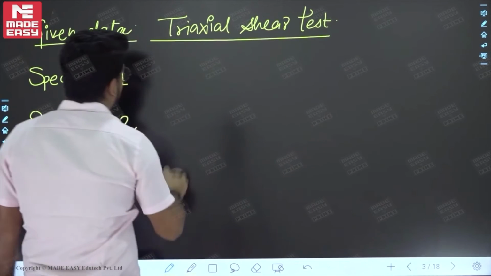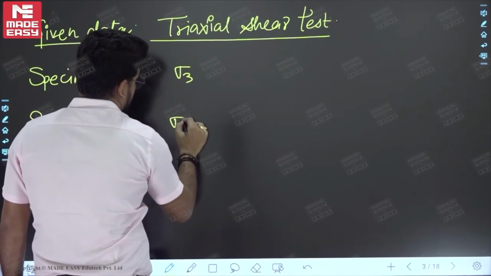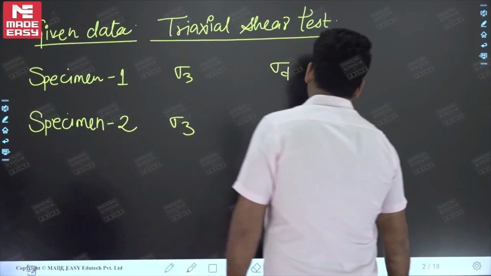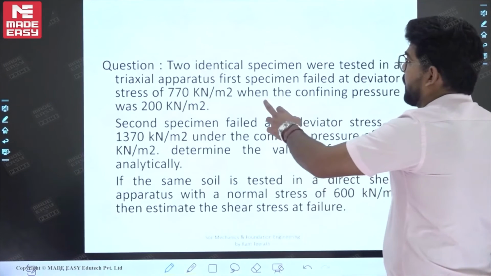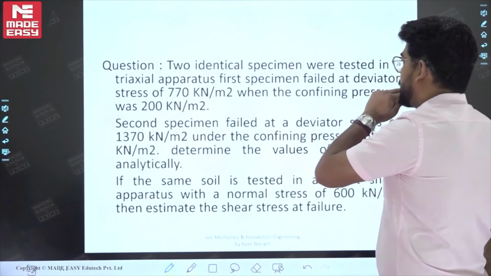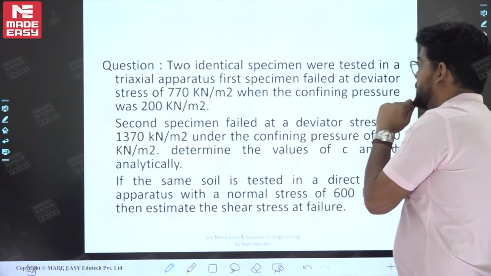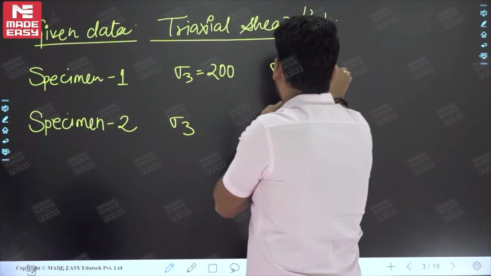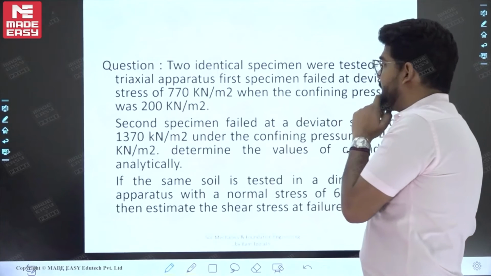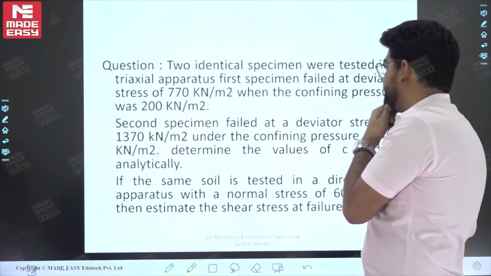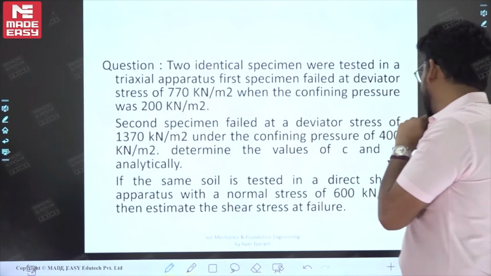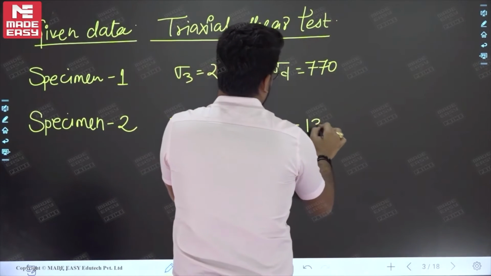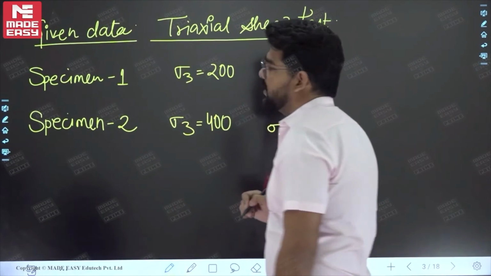Triaxial shear test. So sigma 3, sigma d. In the first specimen, sigma 3 is what? 200, and sigma d is 770. In the next specimen, sigma 3 is 400, and sigma d is 1370. Clear? And now the question is asking about C and phi analytically.